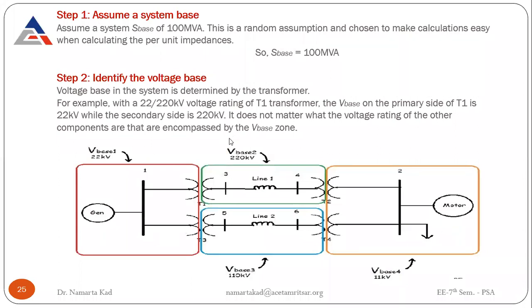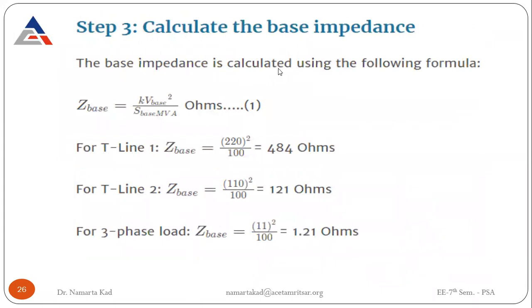Now the next step, number 3, calculations. The base impedance is calculated using the following formula. So we know that Z base is equal to kV base square divided by MVA base. This is the formula that we have studied earlier.